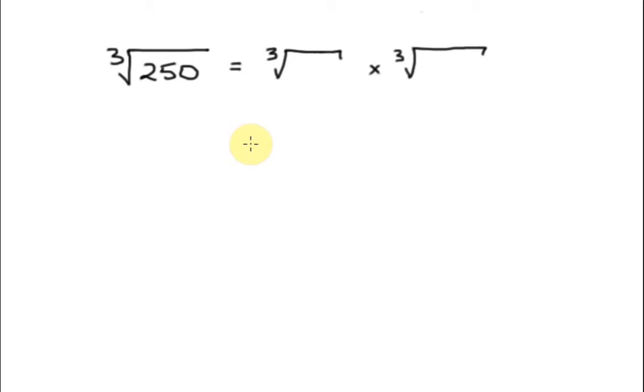Well, 8 doesn't work, neither does 27 or 64, but what about 125? Now, why is that such a good one? Because the cube root of 125 is 5. So here's my mixed radical answer. It's just 5 times the cube root of 2.